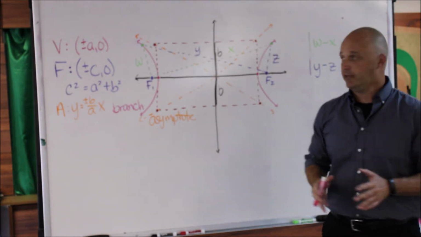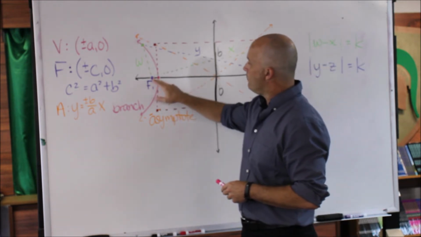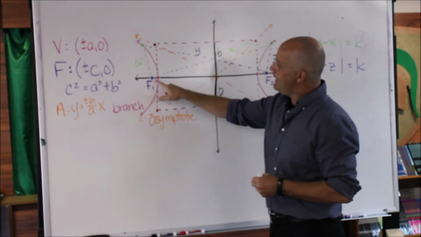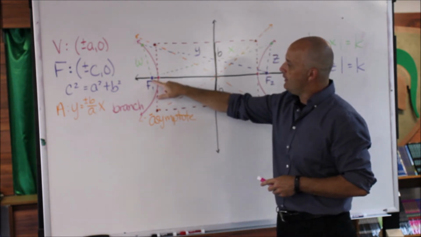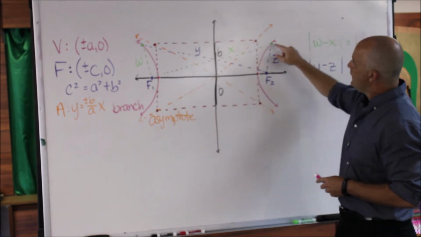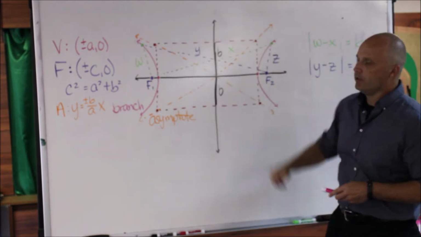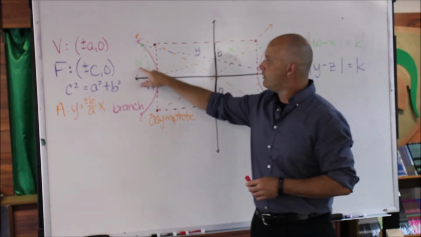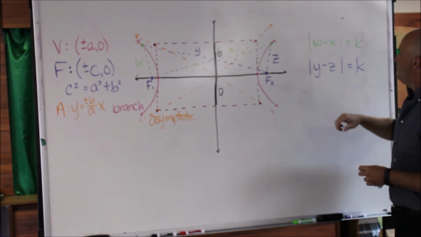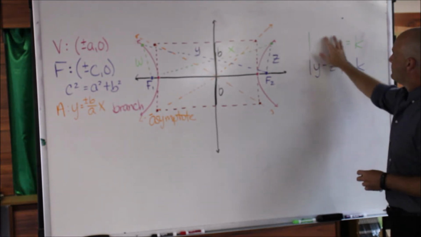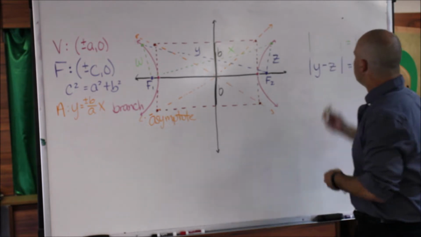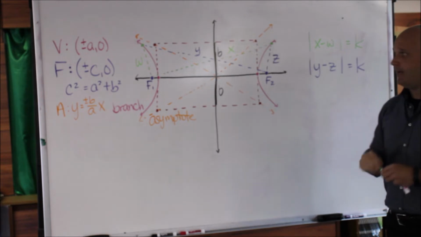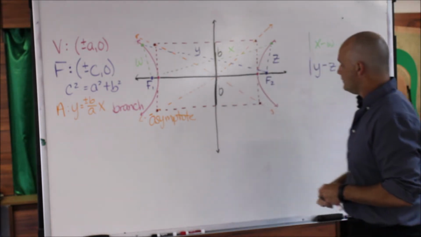So the way that this works is this. If we take the length from the focus to a point on this hyperbola, and then we take the distance or the length from this focus to the same point on the other hyperbola, what we're going to do is subtract those distances. So I've marked this as x and this one as w. So this is actually going to be x minus w, and that's going to be equal to k. And so you can see that we're going to get a value of k for the difference between those distances.